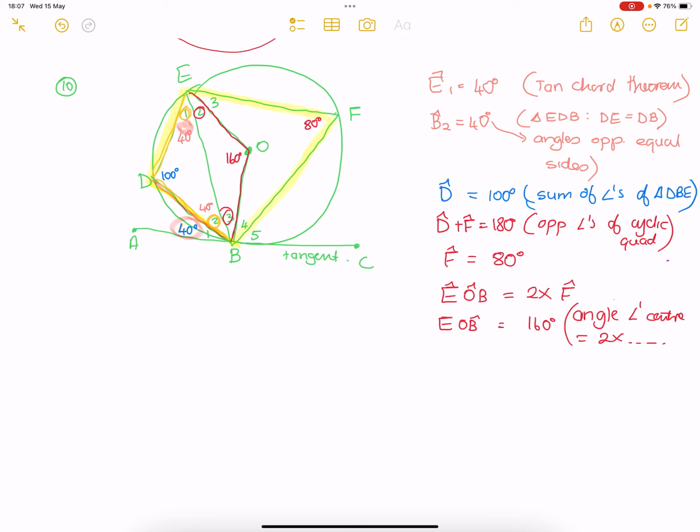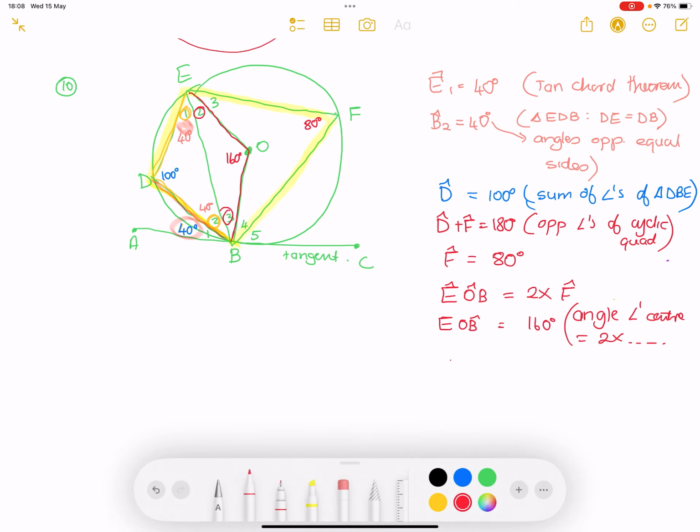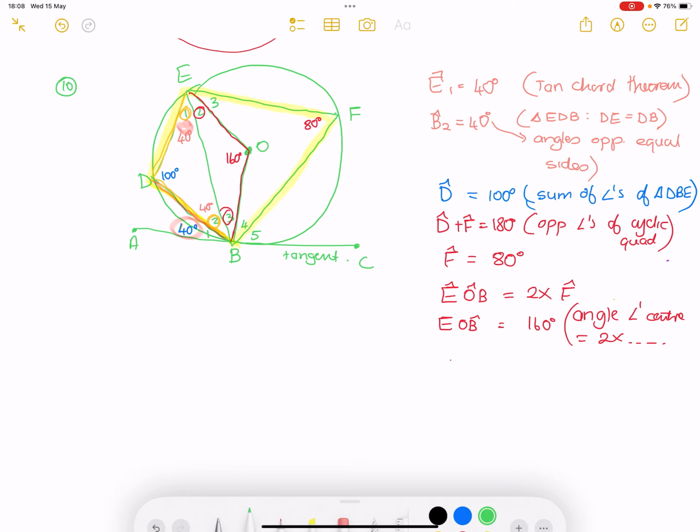Then the next question is angle E2. Okay, E2, you will say, where's my pen now? So we're going to say that angle E2 is equal to angle B3.